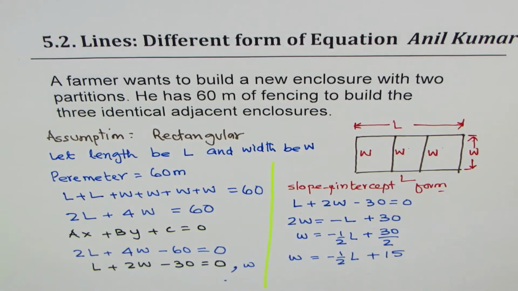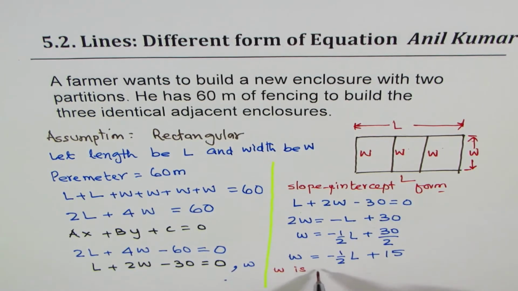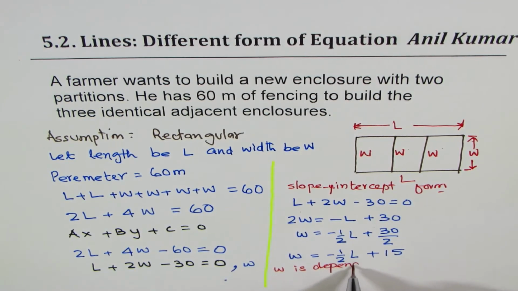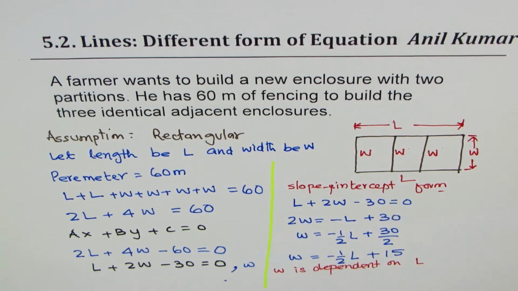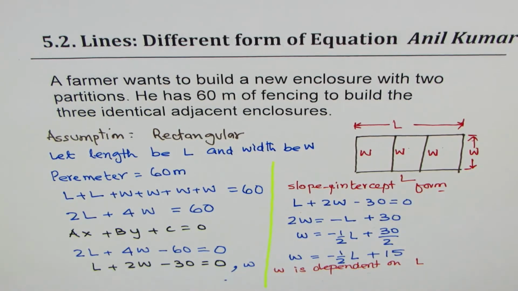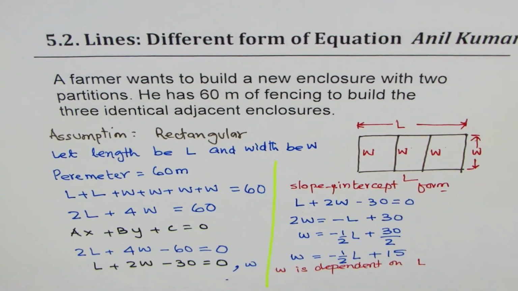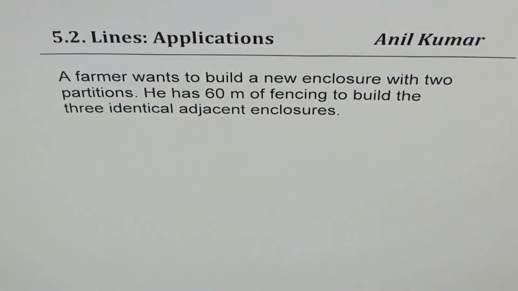Now, we have isolated one variable, which actually helps to simplify the equations. If you isolate like this, in that case, W is dependent on L. Remember, W is dependent on L. That means L is the independent variable. Now let's explore further the same equation relating width and length.